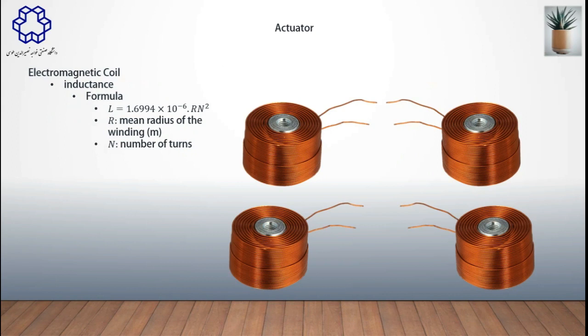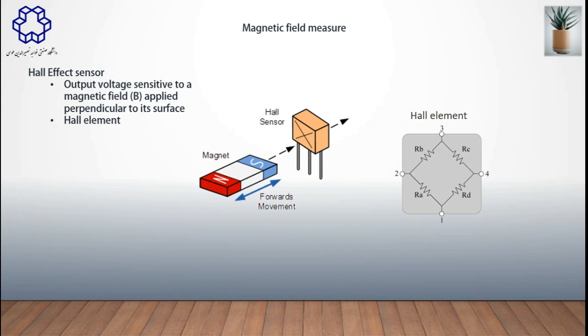We want the actuator we use to be a cross-connected actuator. We can calculate the inductance with this formula. We want the mean radius of winding and number of turns. In this project, we need to measure magnetic flux.